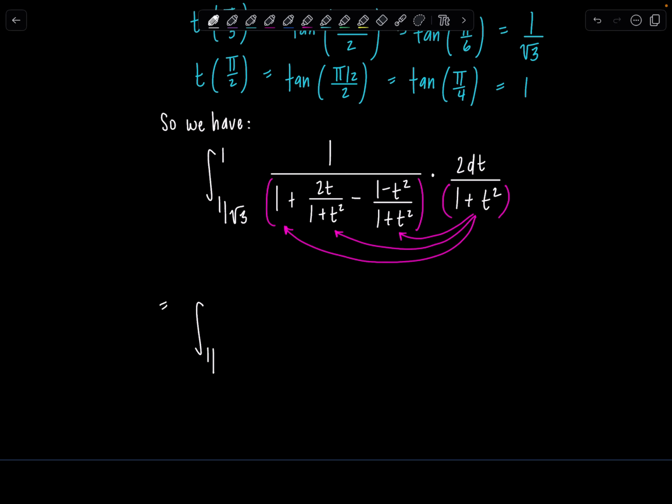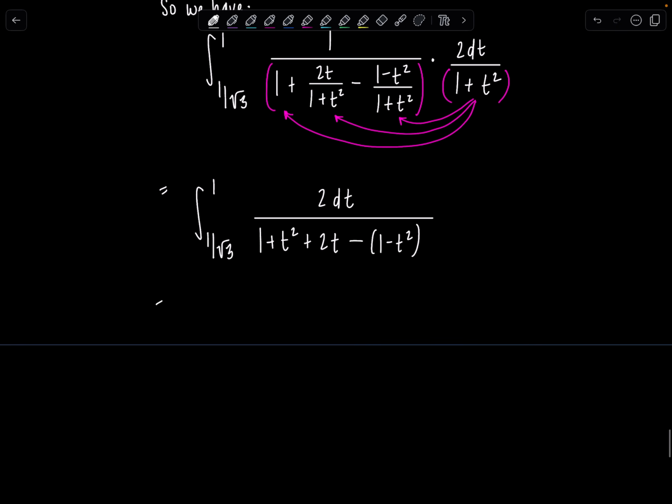So we've got 1 over rad 3 to 1 in the denominator. Now we have 1 plus t squared times 1 is just going to be 1 plus t squared. 1 plus t squared times 2t over 1 plus t squared. The 1 plus t squared cancels, so I just have plus 2t. Minus 1 minus t squared. Keep the parentheses or distribute the negative. And then I have 2 dt up top. Look at that. Oh, so friendly.